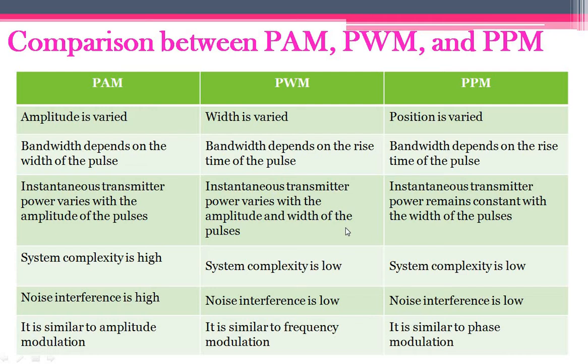Here the amplitude is kept constant. Yes, as the amplitude is kept constant, power is not varied over here. So instantaneous transmitter power varies with the amplitude and width of the pulses. Here also the power remains constant and the width of the pulses will be changing. So this is the drawback in these two, and it is advantageous because of PPM.